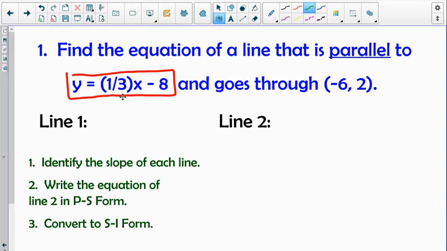So let's do that. Line number 1 had a slope of 1/3. We got that from the equation. It also had a y-intercept of -8, but you know what? We don't even use that.